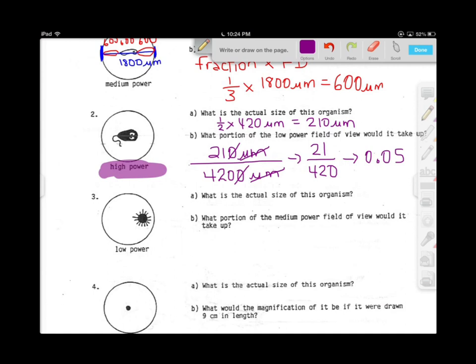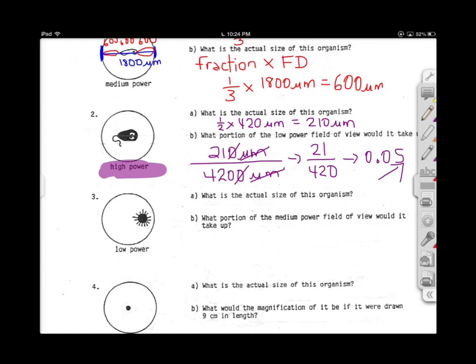If you think about that, he's on high power. When you're zoomed in on him, he looks large, but when you zoom out, he's really small. Okay, so the way you would say this is he would take up about 5% of that field of view. He'd be very, very small. So that's a neat question where they say what portion, now that you know how big he is, what would it be like on low? Just put his number over low and see what it turns out to be as a number. That's all it really is.